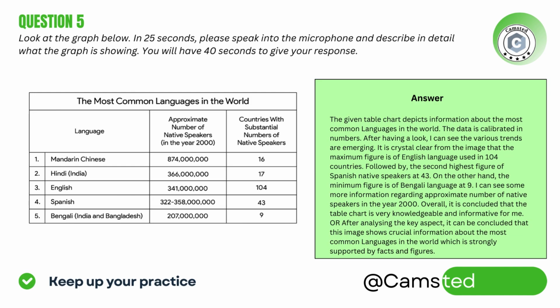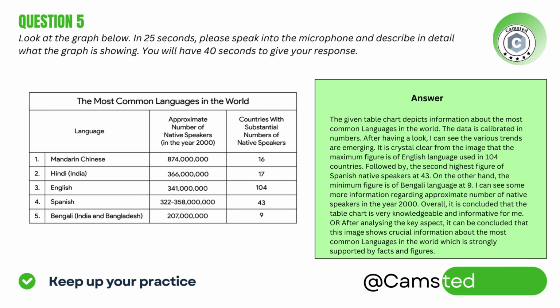The given table chart depicts information about the most common languages in the world. The data is calibrated in numbers. After having a look, I can see various trends are emerging. It is crystal clear from the image that the maximum figure is of the English language, used in 104 countries.